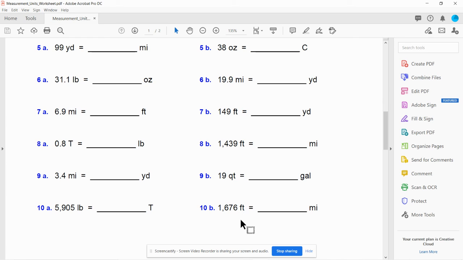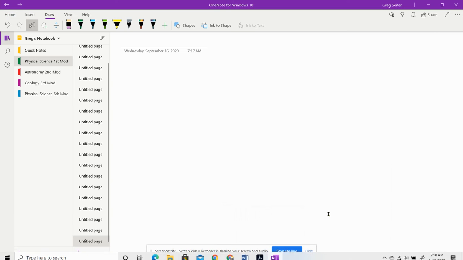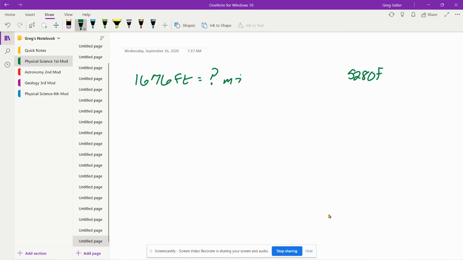1,676 feet equals how many miles? There are 5,280 feet in 1 mile. So it's 1,676 feet over 1.